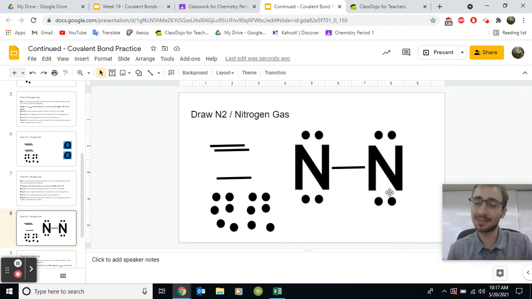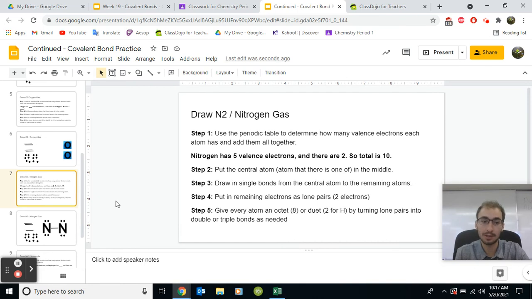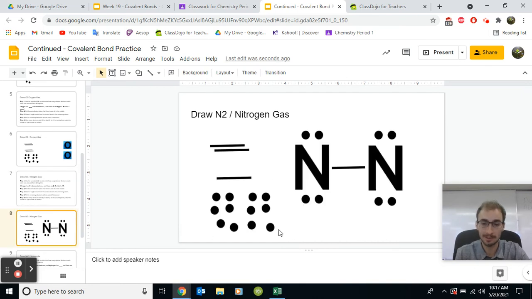But hopefully you see there's a problem. This nitrogen and this nitrogen, neither of them are happy. They both have 6, but they want 8. So that means you have to do step 5. Turn the lone pairs into double or triple bonds. So this nitrogen will have to give up its lone pair to make a bond. Now, this nitrogen is happy. It has 2 up top, 2 below, and then 4 over here. So this one has 8. This one has 6. 2, 4, 6.